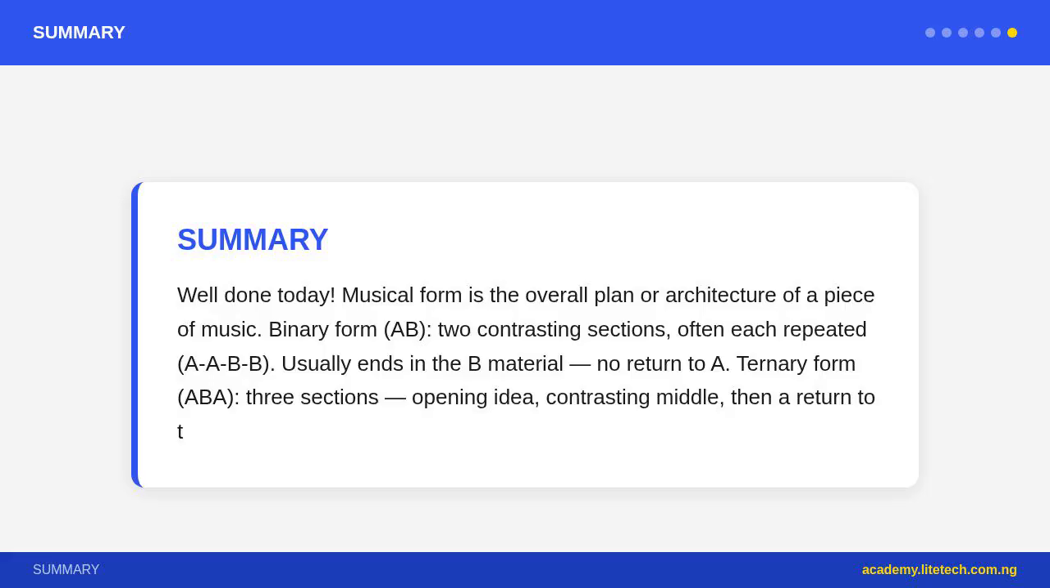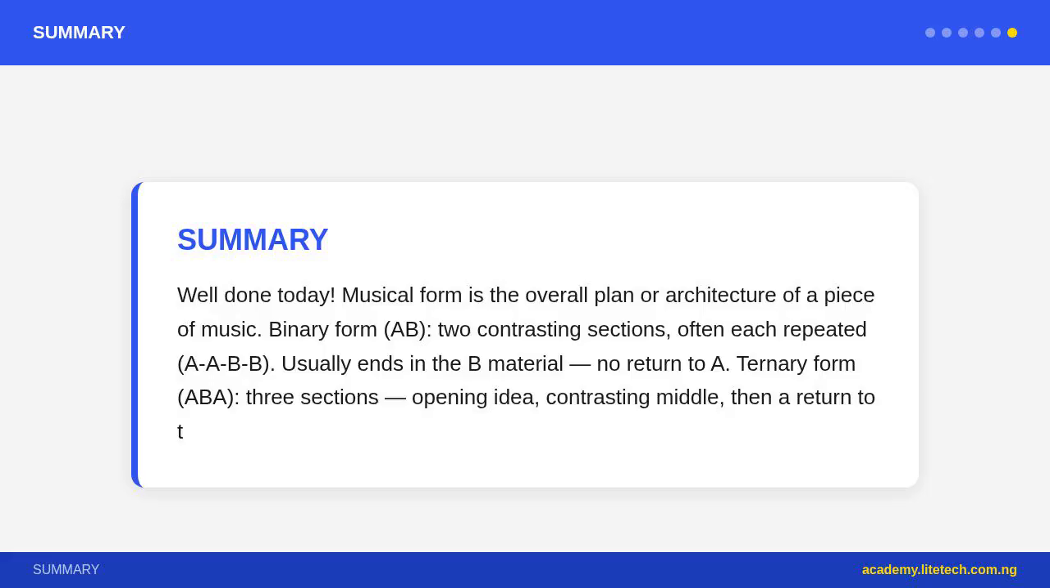Well done today. Musical form is the overall plan or architecture of a piece of music. Binary form, AB: 2 contrasting sections, often each repeated, ABB. Usually ends in the B material, no return to A. Ternary form, ABA: 3 sections, opening idea, contrasting middle, then a return to the opening. Creates a satisfying sense of departure and return.